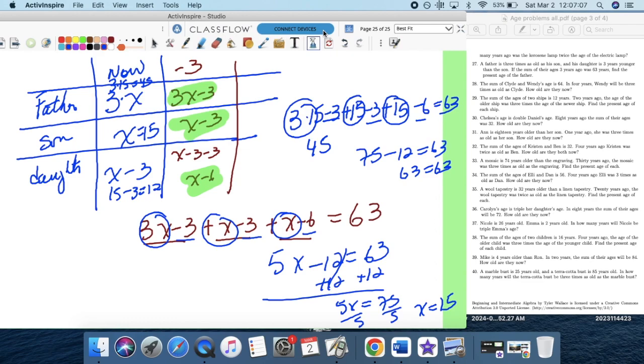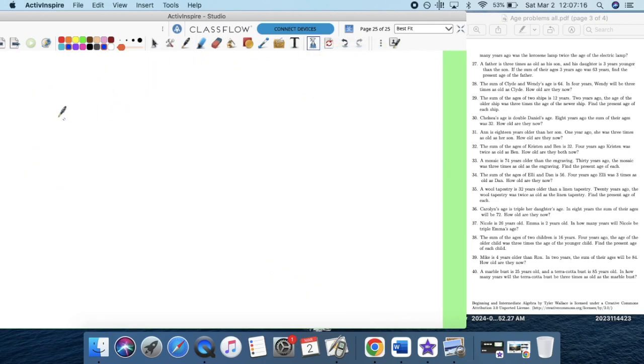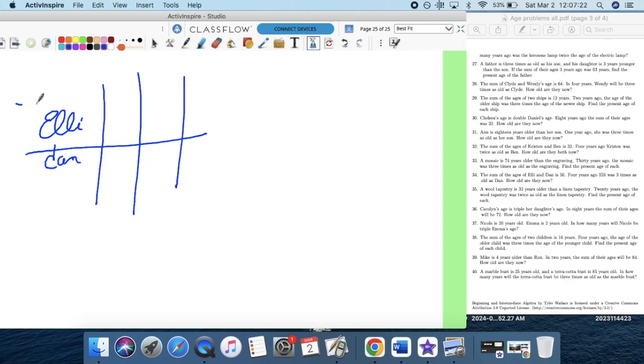All right, so this is one of those. Who is this? Eli and Dan. So the sum of their ages is 56. So if you take Eli plus Dan equals 56. So let's call Eli X, which means Dan is going to be 56 minus X. Or backwards, if you want to do that.